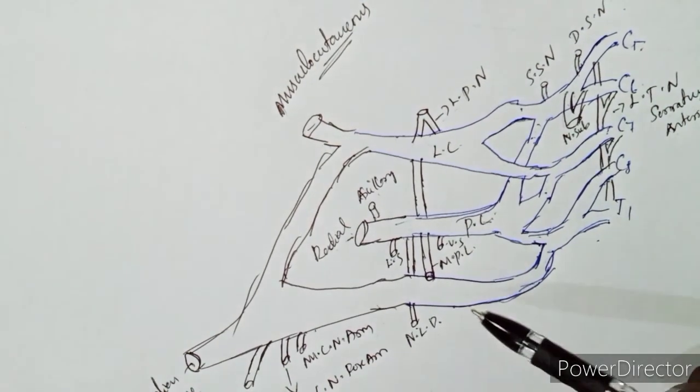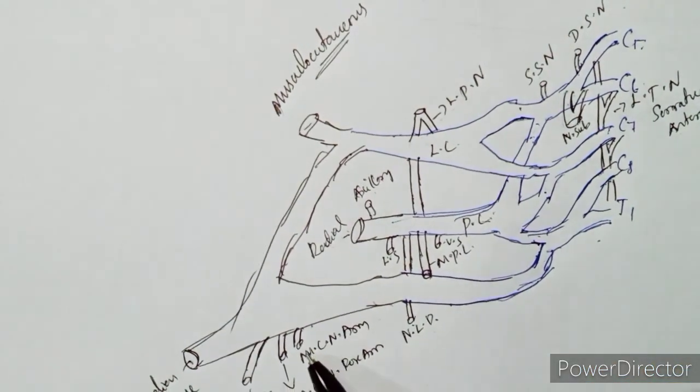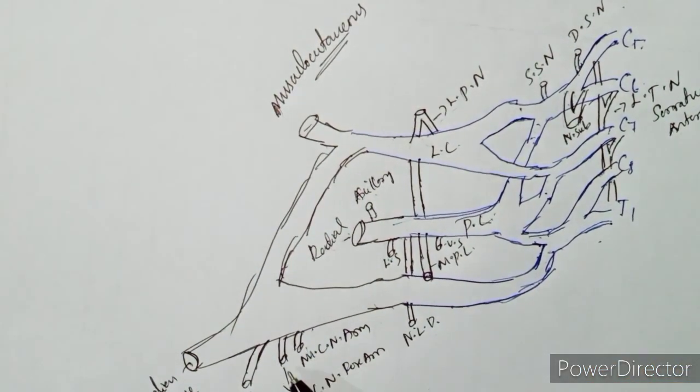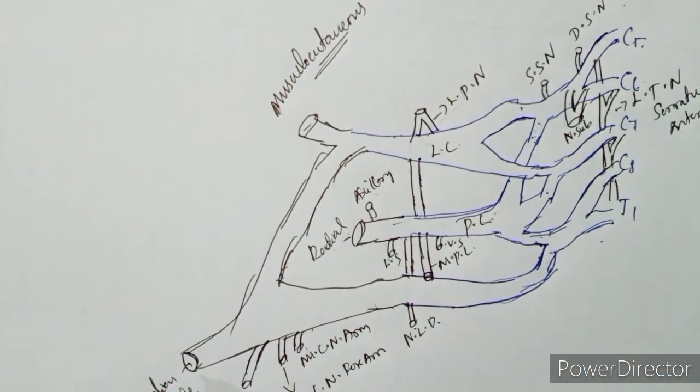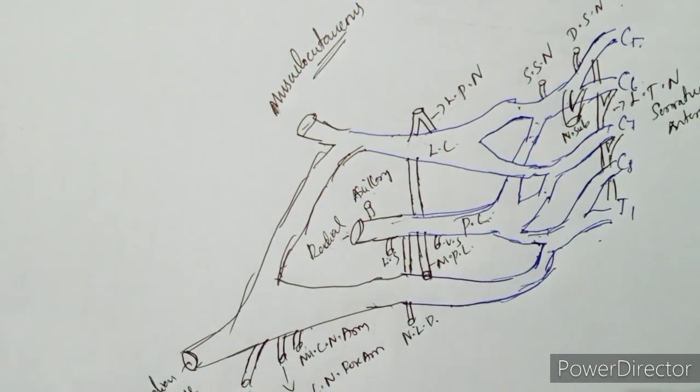And then coming to the medial cord, we have the medial pectoral nerve, and then the medial cutaneous nerve of arm, the medial cutaneous nerve of forearm, and the median nerve over here, and the ulnar nerve. Okay, fine.